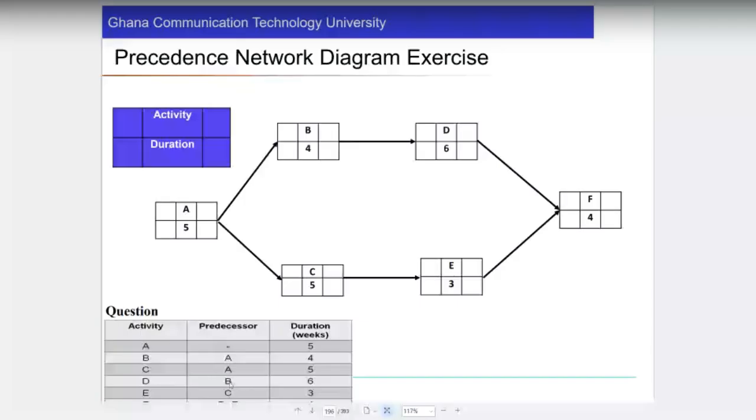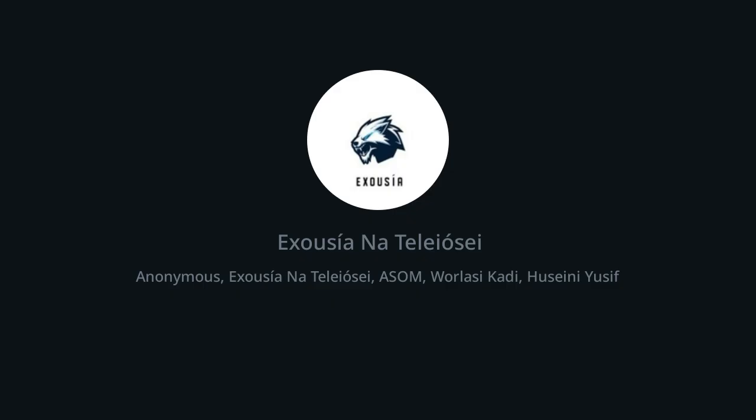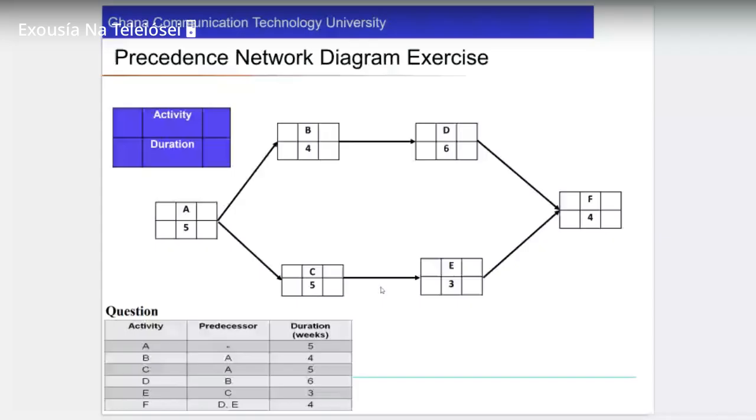Then B must finish before we bring D, so we check B has finished. Yes, B is here. So D can come, that is correct. C must finish before this one comes, so C has finished too. That's correct. Okay, and then D and E must finish, so let's check are they in the diagram. Yes, D and E are inside, meaning they've finished, so F can start, and you know this is like activity on node.